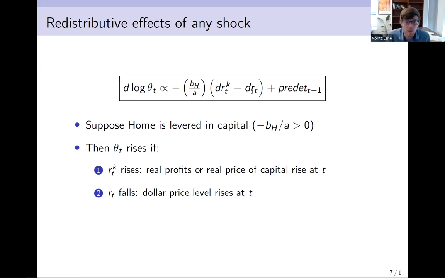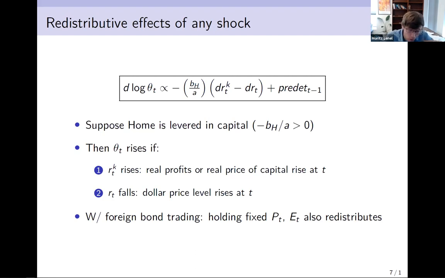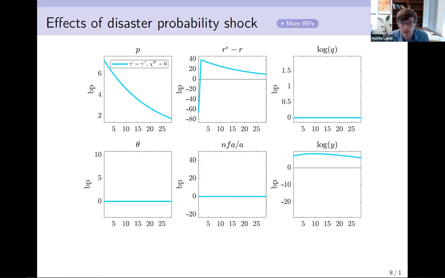So when does RK go up? Well, when either real profits are higher than expected or the price of capital goes up. And on the other hand, the return on bonds is going to fall when the dollar price level rises, so this debt value is inflated away. When we would also have foreign bond trading in the setting, then the exchange rate would appear more directly and also redistribute in the setting, and the net position and bond positions would play a role as well. But again, the US would be short US dollars and actually slightly long the foreign bonds in our setting. And so similar dynamics would arise. So these are the redistributive forces that you should keep in mind when I'm going through the model now.